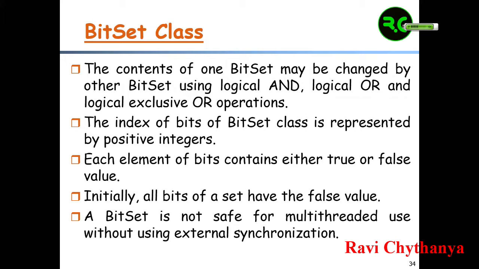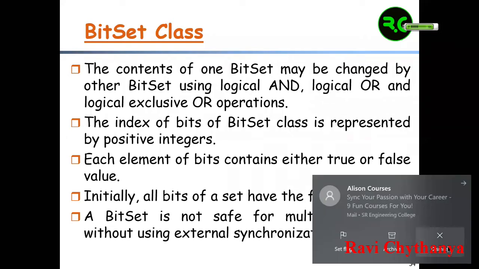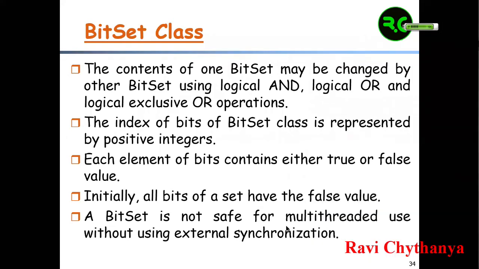The index of bits of BitSet class is represented by positive integers. Each element of bits contains either a true or false value, only boolean values. Initially all bits are set to the false value. And a BitSet is not safe for multi-threaded use without using external synchronization. You never use BitSet for multi-threaded operations without using an external synchronization operation.